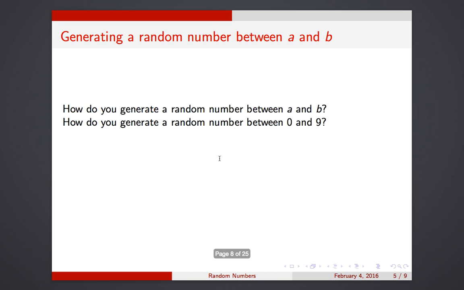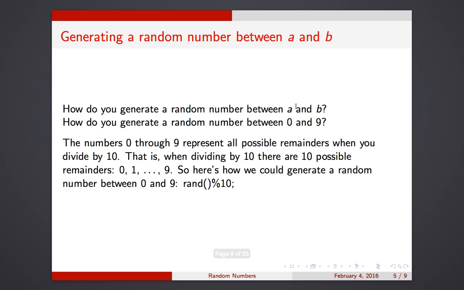Okay, so now let me return to the original question we were interested in, which is: given two numbers A and B, like 0 and 9, how do you generate a random number between them? If you want to simulate tossing a single die, you would need to generate a random number between 1 and 6, for example. So how do you do that? Well, let's think through what would happen there.